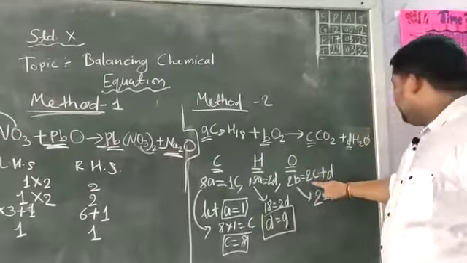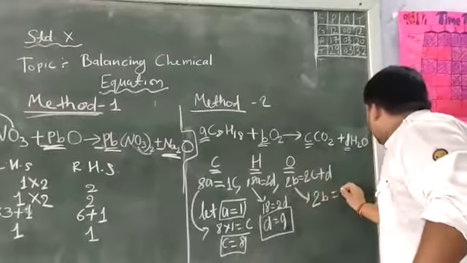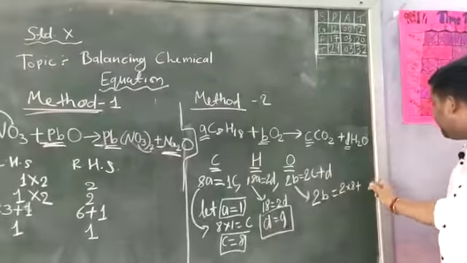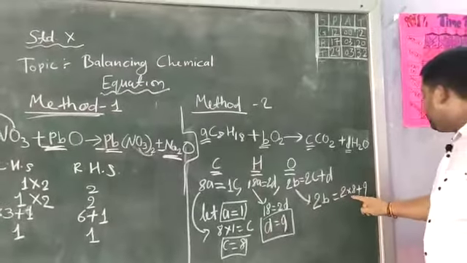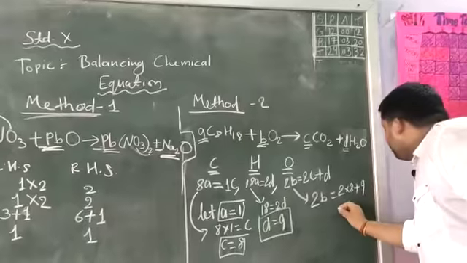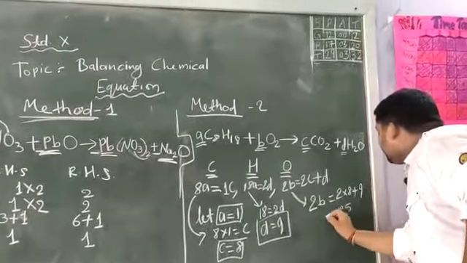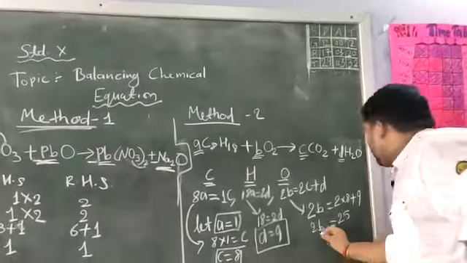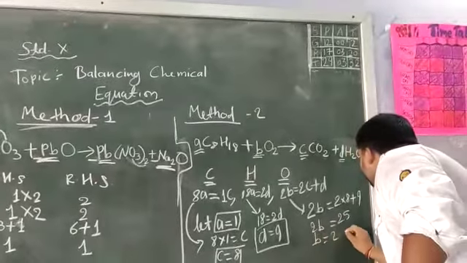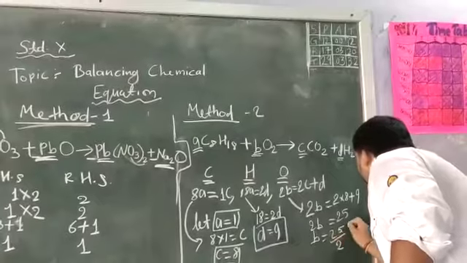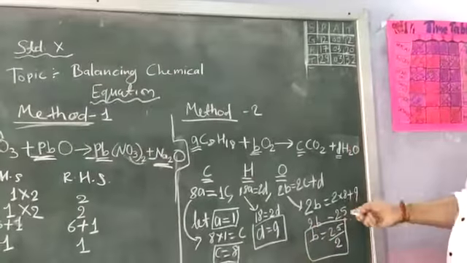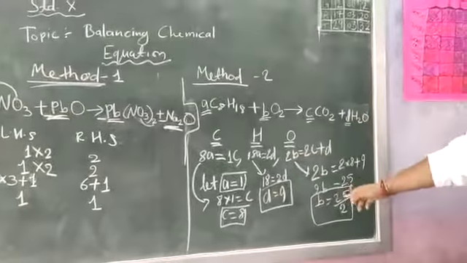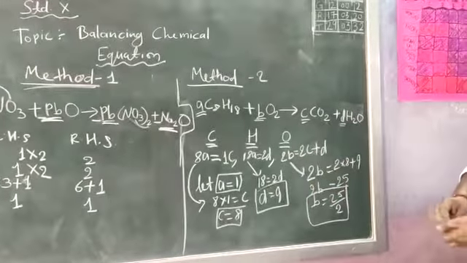Last, 2B is equal to C is 8. So 2 into 8 plus D is 9, plus 9. 2 8 is 16 plus 9, 25. 2B is equal to 25. Now divide by 2. So B is equal to 25 by 2. After that, what you have to do? Got it? A is equal to 1, C is equal to 8, B is equal to 25 by 2, and D is equal to 9.